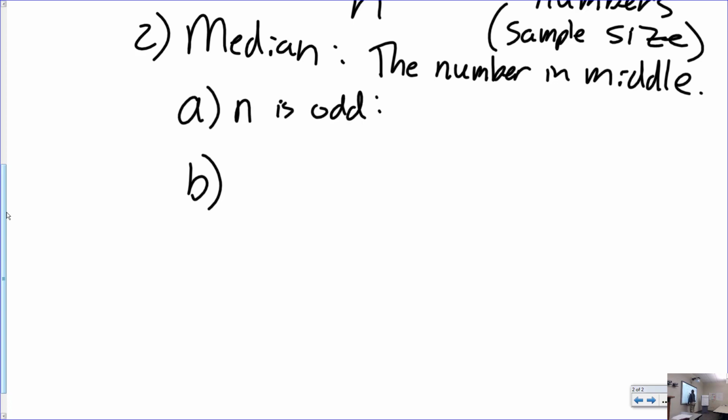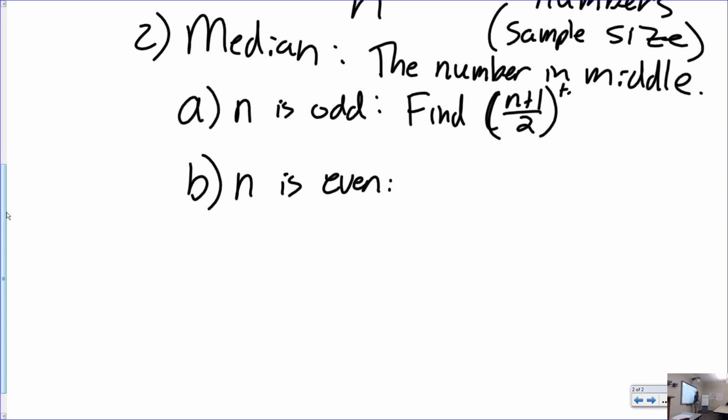So the two cases you have for dealing with medians is when you have an odd number of numbers and when you have an even number of numbers. When you have an odd number of numbers, find the n plus 1 over 2th number. Basically what I'm giving you is the position of that number that is in the middle.